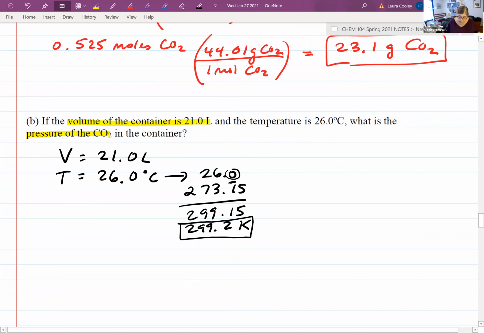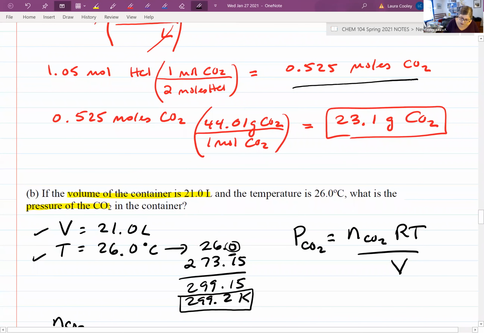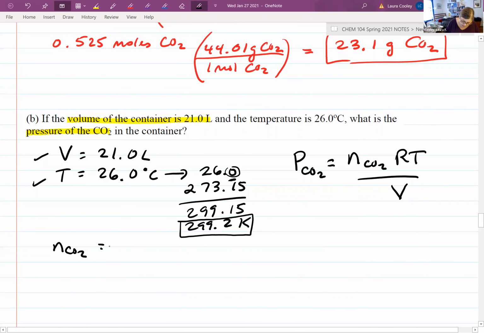And so now we're going to use the fact that the pressure of CO2 is the moles of CO2 times RT over V. And here's V, here's T. And the moles of CO2, well, we got that earlier. It's 0.525 moles of CO2.